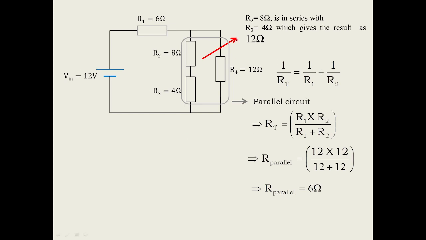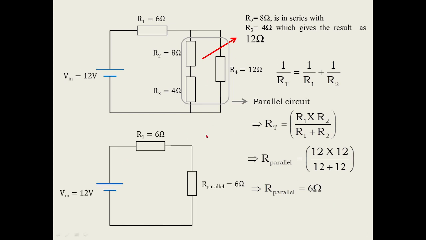We can replace this entire parallel circuit with 6 ohms in this fashion. Now you can see R1 is equal to 6 ohms and R parallel is equal to 6 ohms. So overall it's a closed circuit. In fact, it's a series circuit. The current in a series circuit will remain the same. So the 6 and 6, which are the total equivalent resistance for the given problem, are obtained as 12 ohms. So we end up with this problem.